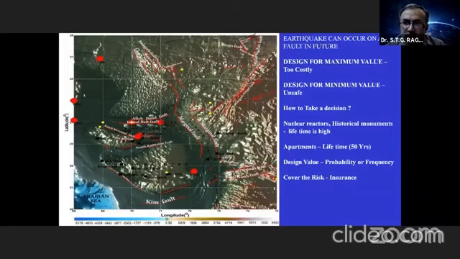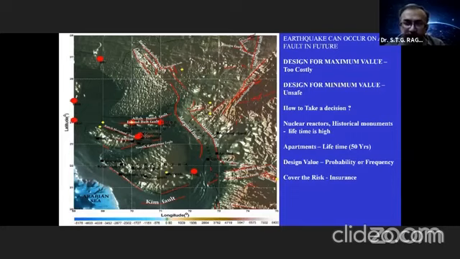Coming to our design problem, as I have already shown you, earthquakes can occur on any fault and anything might happen in the future. For example, let us take Ahmedabad city, which is in Gujarat. Ahmedabad is located here. These red lines are all the faults surrounding Ahmedabad city, and these red dots show the epicenters of the past earthquakes which have occurred in Gujarat and this region.